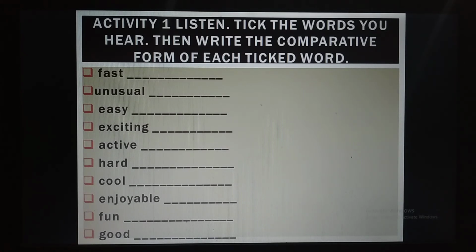So in your book, you can see a picture of the game baseball. At the right side of the page of your book, you can see the sport. In this activity, you have to put a check mark on the word that you heard from what I have read. And also, you have to write the comparative form of each ticked word. Understood? Okay, let us proceed.